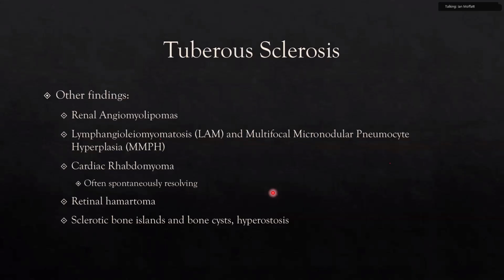Other findings, some of these we may actually run into when you're doing spine imaging. So renal angiomyolipomas are very common. Lymphangioleiomyomatosis and multifocal micronodular pneumocyte hyperplasia are findings within the lungs. We get cardiac rhabdomyomas, which are often spontaneously resolving, retinal hamartomas, and sclerotic bone islands and bone cysts, as well as hyperostosis.